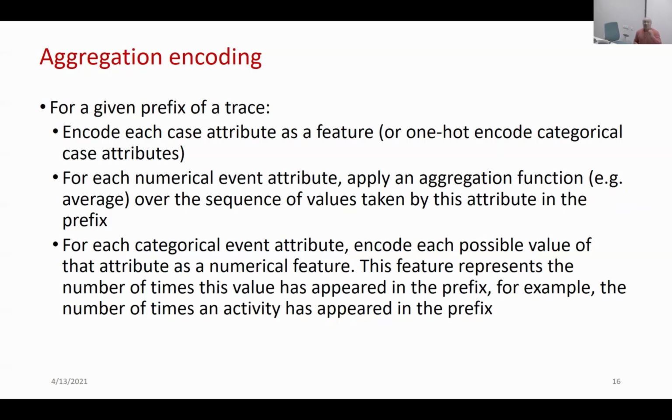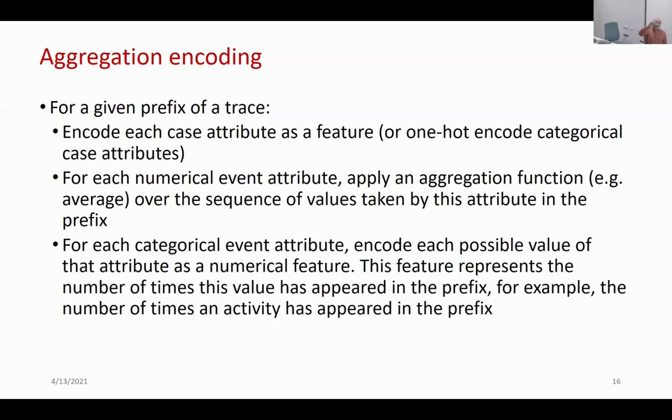The event attributes, let's take, for example, the activity, because the activity label of an event is an event attribute. It changes over time. So let's say I have seen 3 activities, A, C, and D. Aggregation encoding will do the following. It will put one feature, meaning one column in the feature vector, for every possible value of the activity. If in my event log I see 10 different activity labels, I will have 10 columns in my feature vector, one for activity A, another one for B, C, D, E, F, G, H, I.